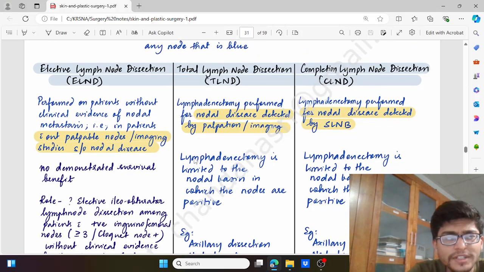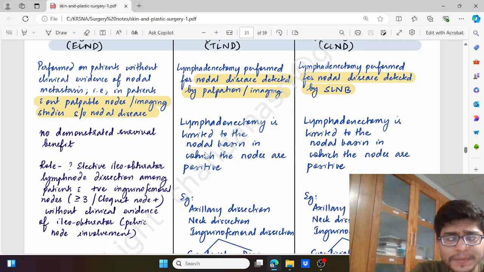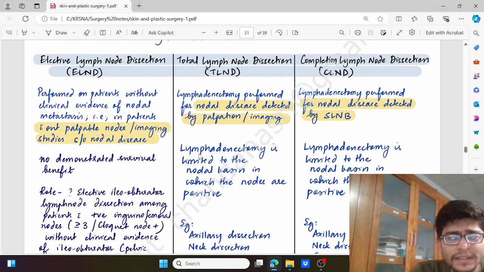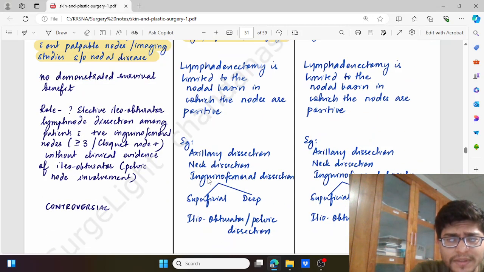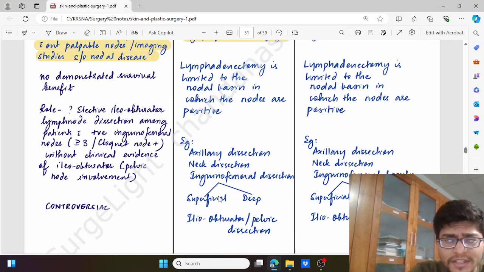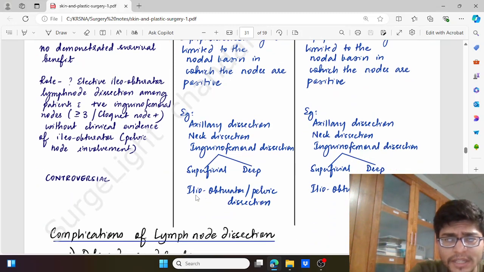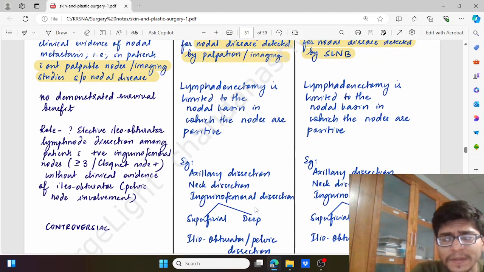Now the total lymph node dissection, that is lymphadenectomy for nodal basin disease detected on palpation or imaging. So lymphadenectomy is limited to the nodal basin in which nodes are positive. Here we have various axillary, neck, inguinofemoral dissection, that is superficial, deep, and ilioobturator pelvic dissection.